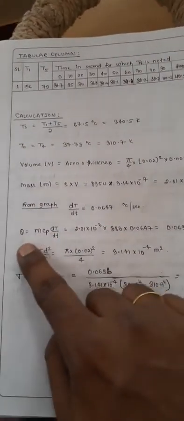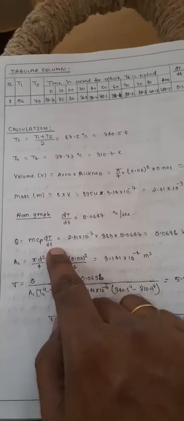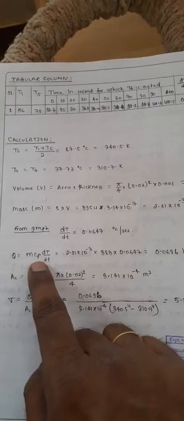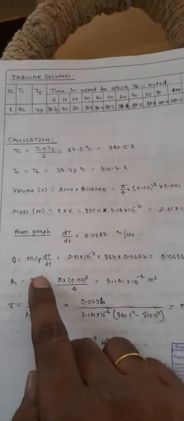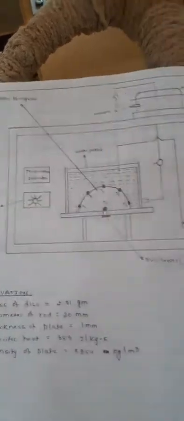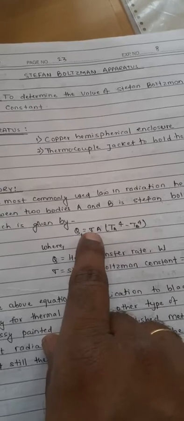Once we finish this, we have two equations here. We need to concentrate. One is Q equals mCp dT/dt, that is the heat absorbed by the disc. The heat absorbed by the disc is equal to the heat lost by radiation. Where is the heat lost by radiation? This equation is the heat lost by radiation. It contains the Stefan-Boltzmann constant also.